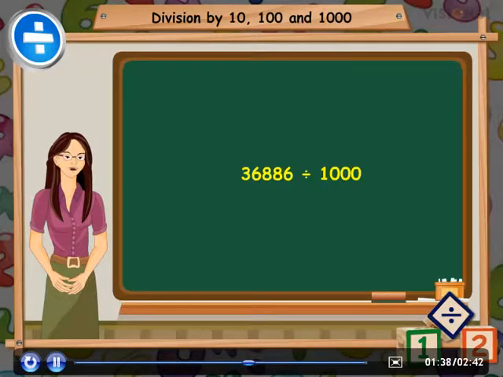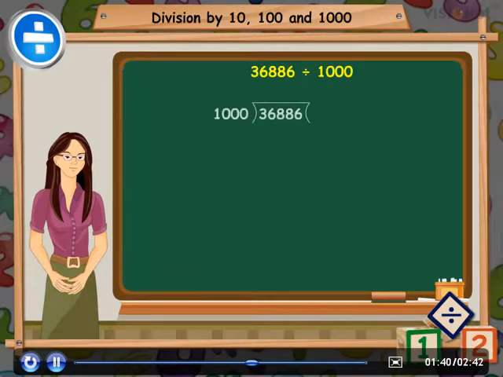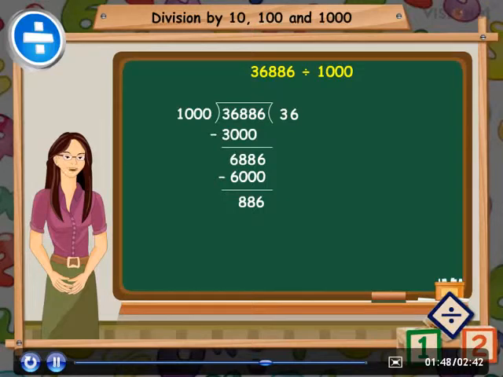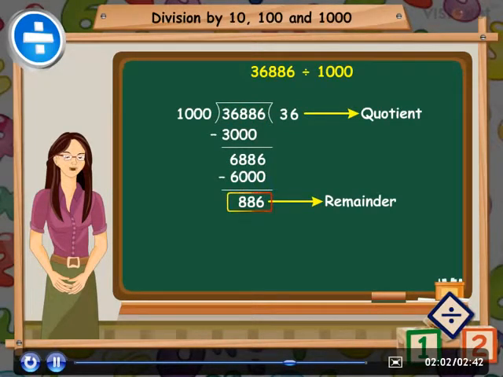Similarly, we divide a number 36886 by 1000 as shown, and we get the remainder as 886 and the quotient as 36. Here we see that the last three digits of the dividend, 36886, come out as remainder, and the number formed by the rest of the digits is the quotient.